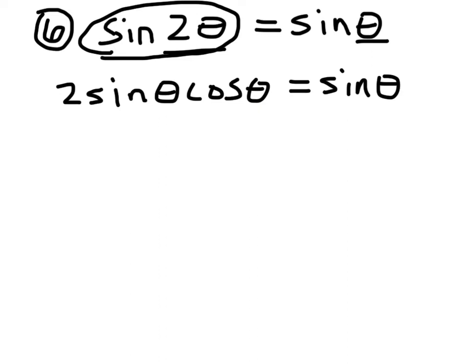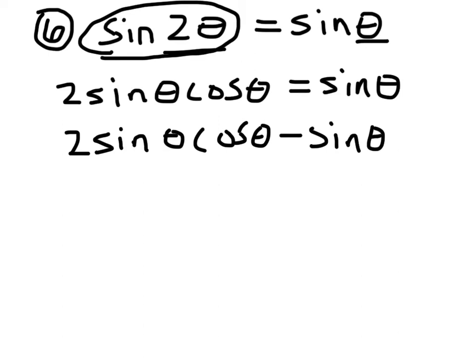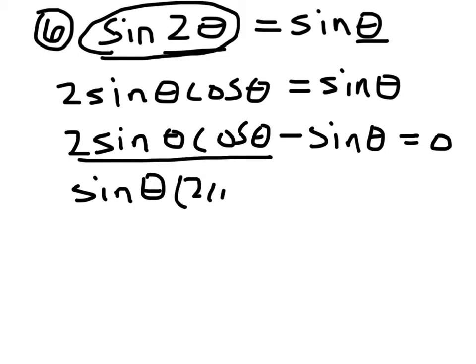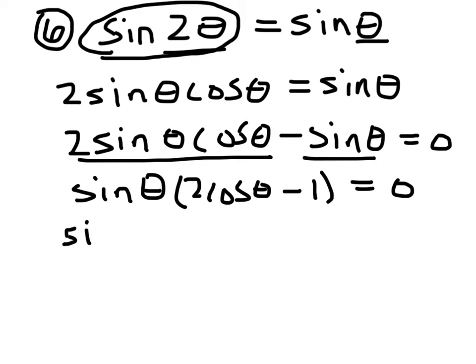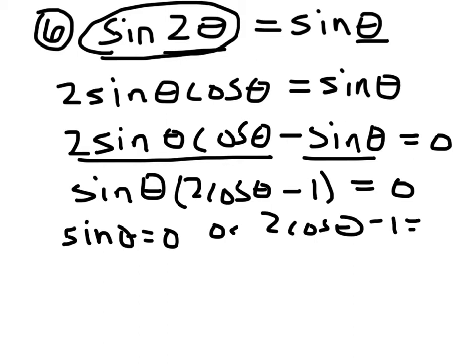The bad news is we still have sine and cosine in this problem, but there's a little trick. What we can do is subtract that sine on the right-hand side back over. Now there's a GCF of sine, and I can factor the sine out, and when I divide this term by sine, I'm left with 2 cosine, and when I divide this term by sine, I'm left with negative 1, and the zero product rule allows me to set each of these equal to 0, so sine of theta is equal to 0, or 2 cosine theta minus 1 is equal to 0.